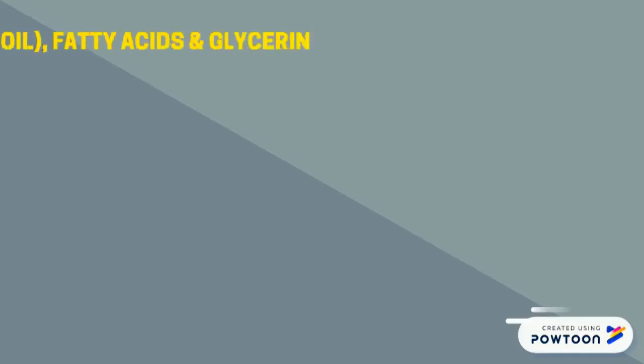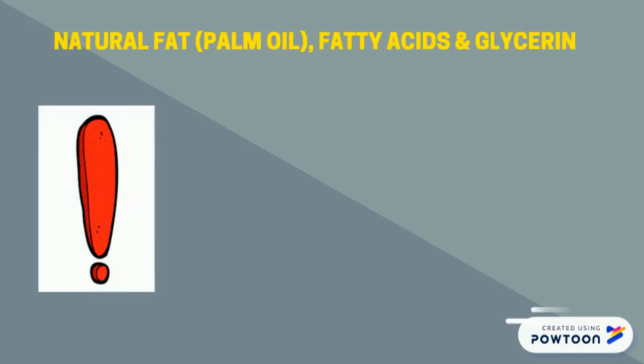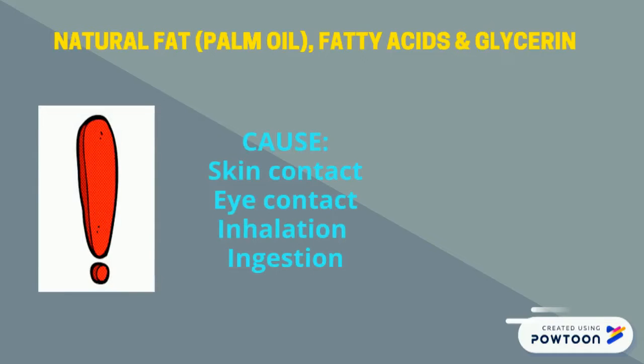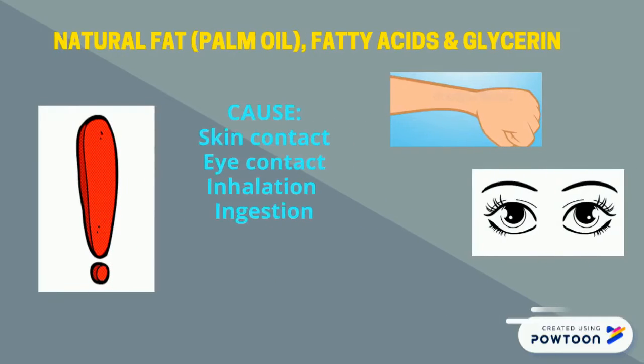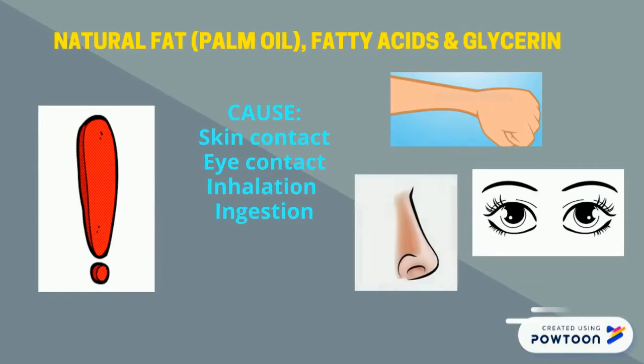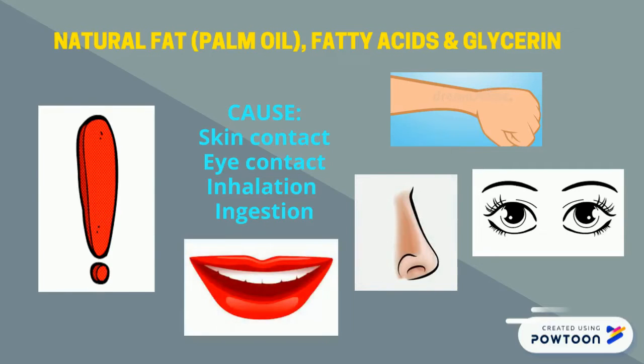The next hazard is the irritant hazard for the natural fat, which is palm oil, fatty acids and glycerine. The cause is through skin contact when an individual is exposed to the chemical for a long time. Next is through eye contact when the chemical is accidentally spilled into the eyes. The next cause is through inhalation when a fine mist of chemical is inhaled by the nose that causes respiratory problems. And the last cause is through ingestion when the chemicals are consumed by the mouth.